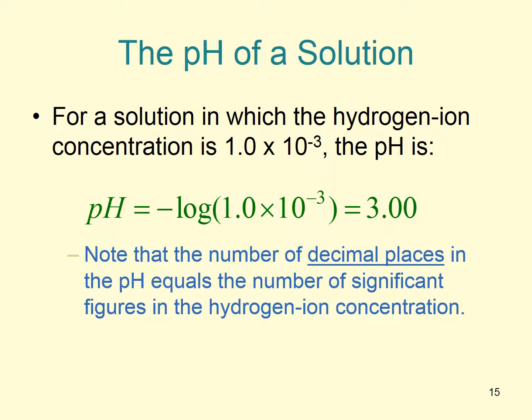Note that the number of decimal places in the pH equals the number of significant figures in the hydrogen ion concentration. So here there's 1.0, which is 2 significant figures, and so 2 decimal places is the same as 2 significant figures. So we don't count the 3 in our significant figures.